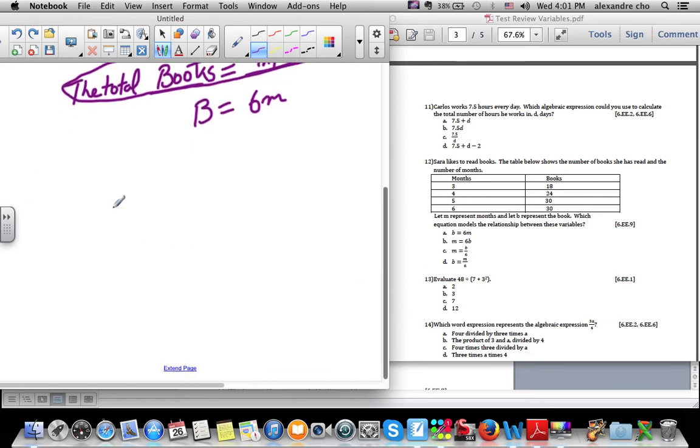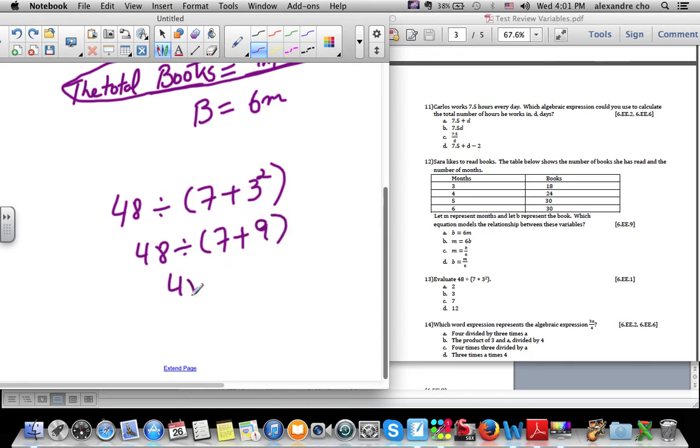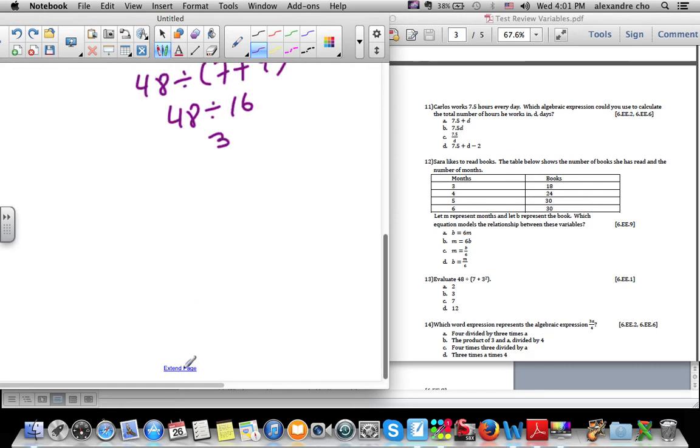13 is a simple order of operations problem. 48 divided by (7 plus 3 squared). Very easy. Order of operations: 48 divided by parentheses 7 plus 3 squared, and 3 squared is 9. 48 divided by 7 plus 9, which is 16. And 48 divided by 16 is simply 3. Okay, easy problem.